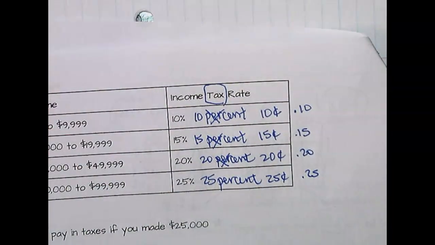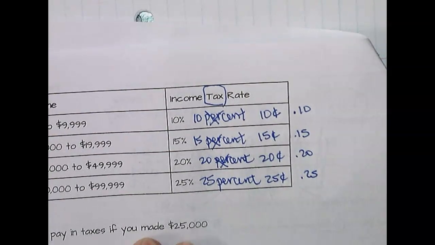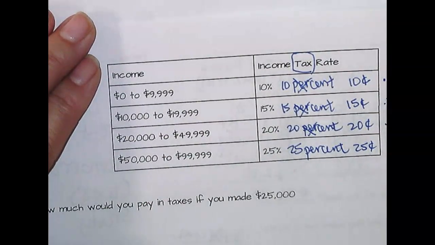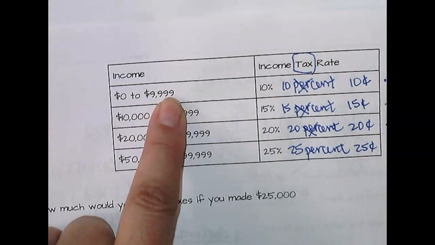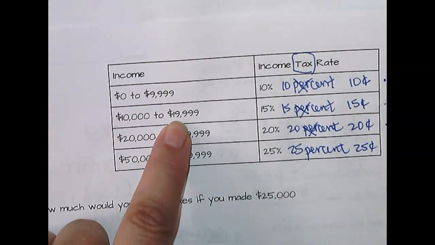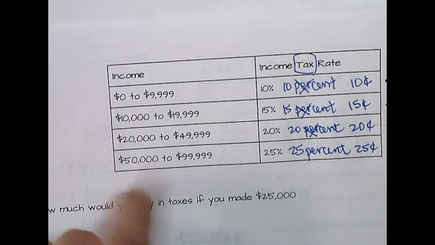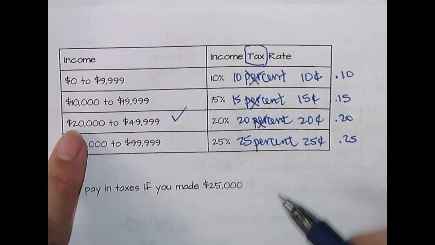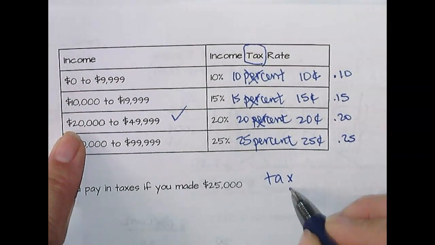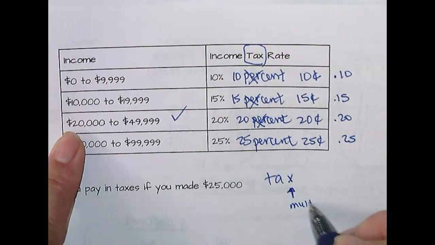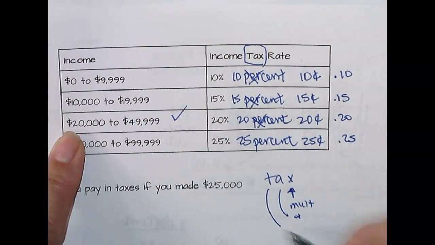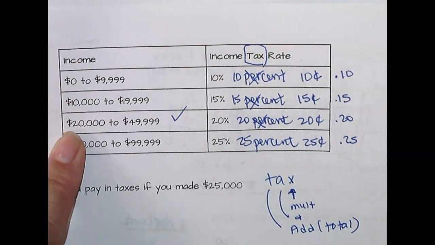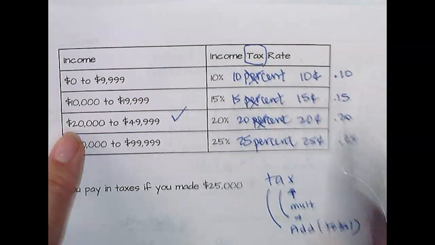All right, next. How much would you pay for your taxes if you made $25,000? Well, go to this lovely table, find $25,000. One stops at $9,999, so that's too small. This one stops at $19,999, that's actually too small. This one stops at $49,999, so that'll work, and it starts at $20,000, so there's your winner. So you're going to do tax. What does tax mean? What does that say first? Multiply and add. And you would add for a total. Not sure if you want one yet, though. So we're going to multiply. So you're going to take this number times 0.20.